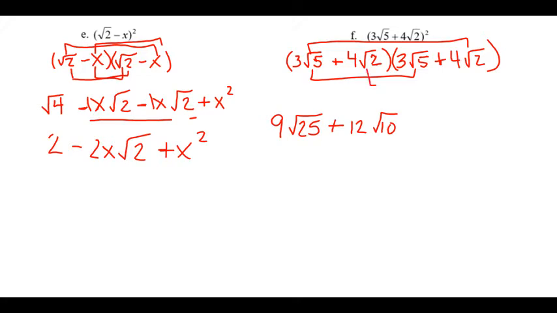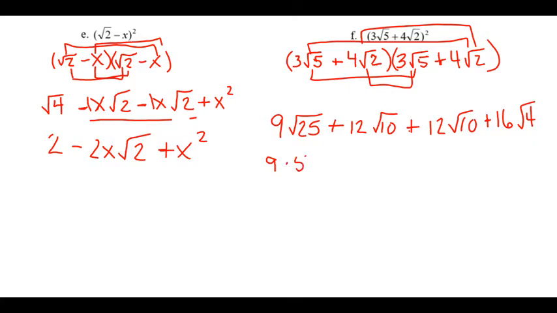Inner terms, 4 square root 2 times 3 square root 5 will give me again 12 square root 10. And my last terms, 4 times 4 is 16. The square root of 2 times the square root of 2 is the square root of 4. And now we need to simplify. The square root of 25 is 5. So I'll end up with 9 times 5 there, or 45.